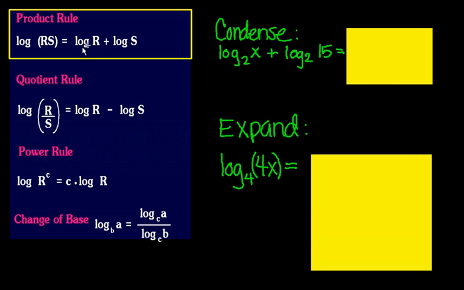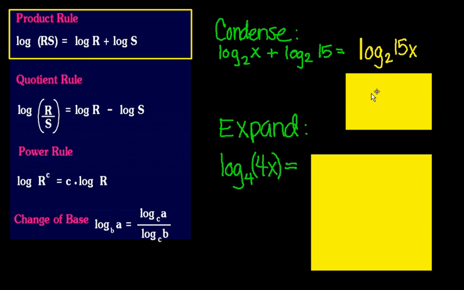Alright, so let's focus on the product rule. It's called the product rule because you're taking these two variables or numbers and we're multiplying them. If I wanted to expand it, I would expand it using the same base and I would use addition. So here they're asking us to condense. They want to make this smaller. Since we have the same base and it's addition, that means I can rewrite it as 1 log with base 2. I would treat x as my r and 15 as my s, and I would multiply these two values together. So my answer would be log base 2 of 15x.